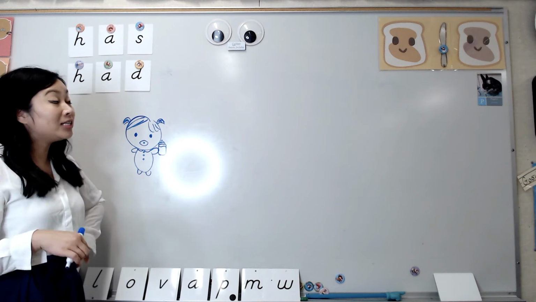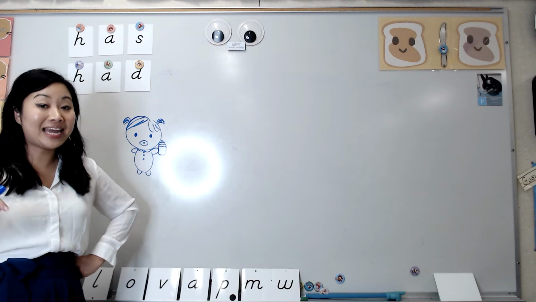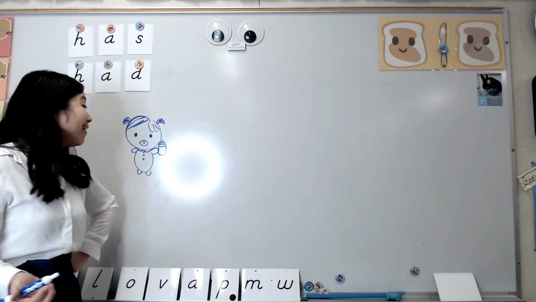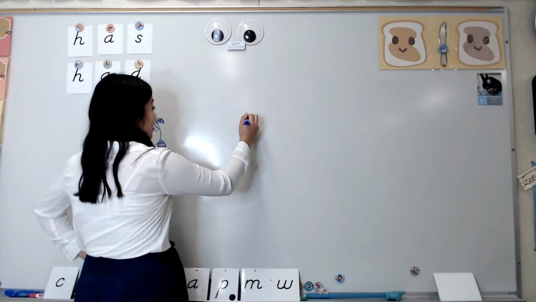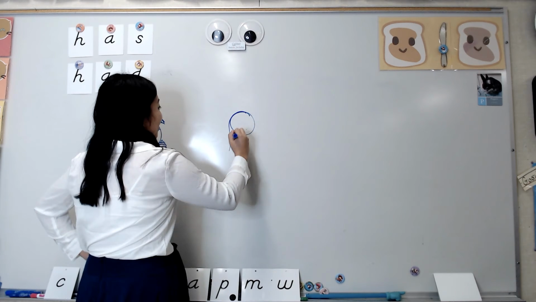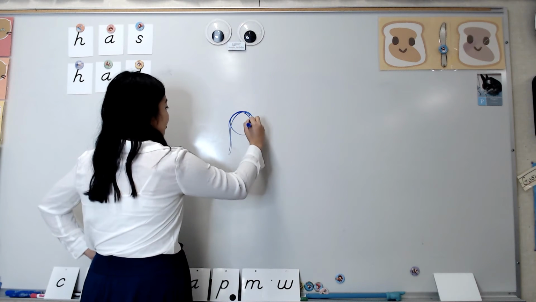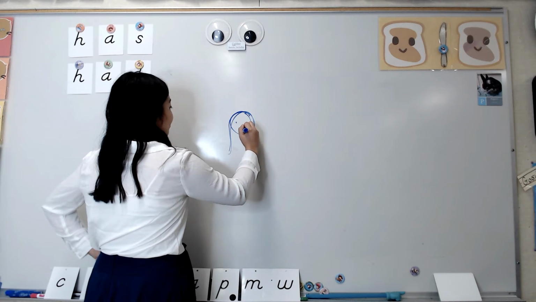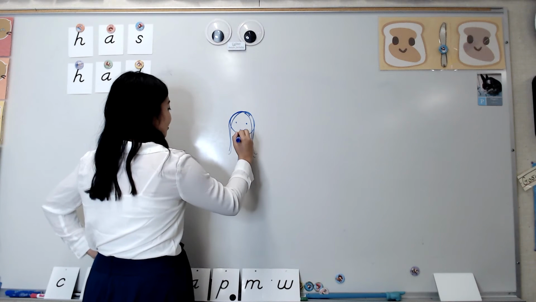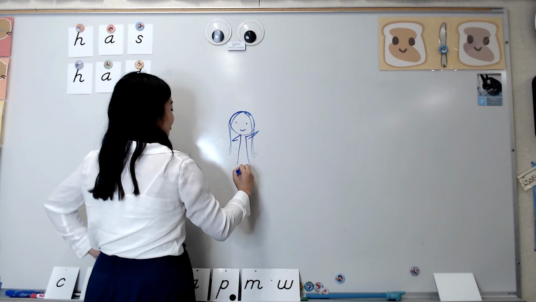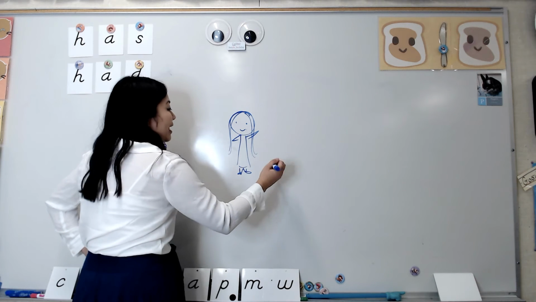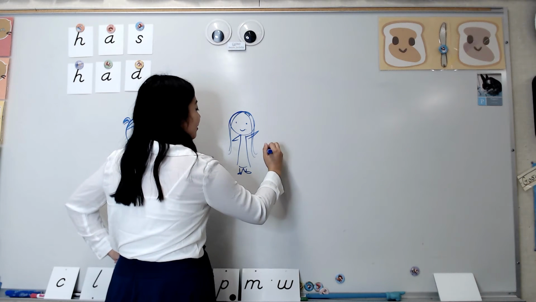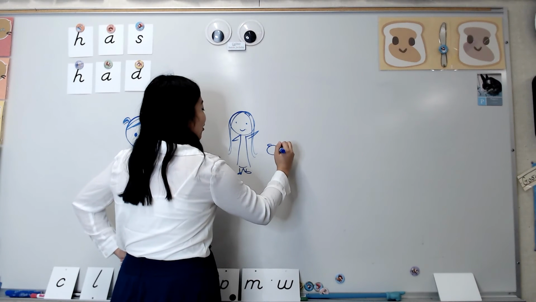Something my sister has right now is a dog. So I can draw my sister right now. She's all grown up. And I'm going to draw her dog. She actually has two dogs, but I'll just draw one of them right now.